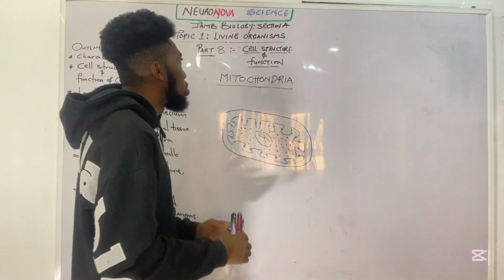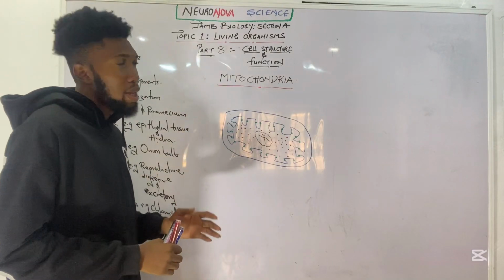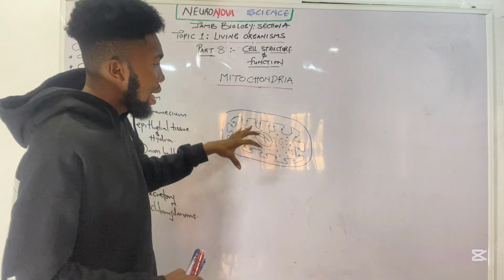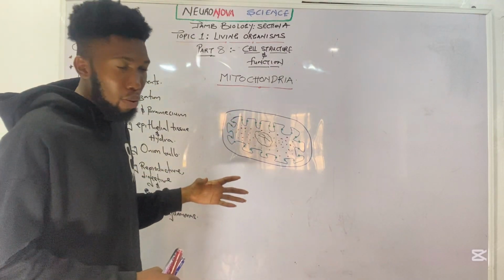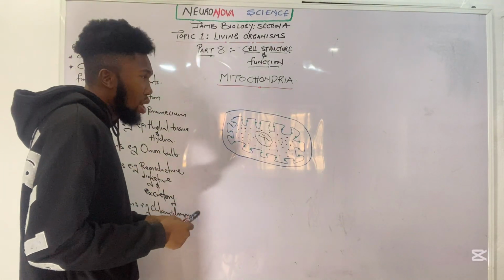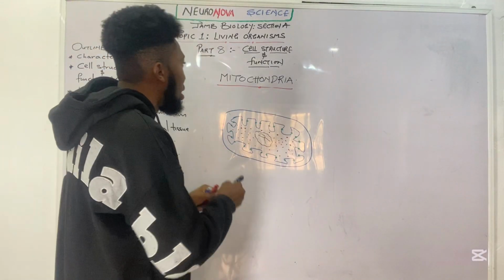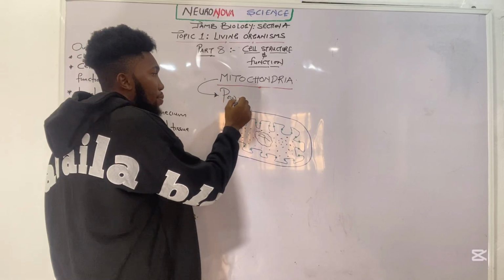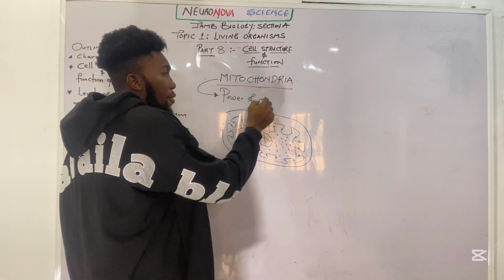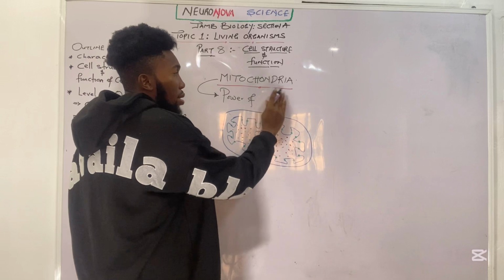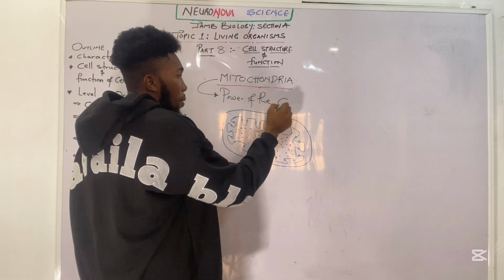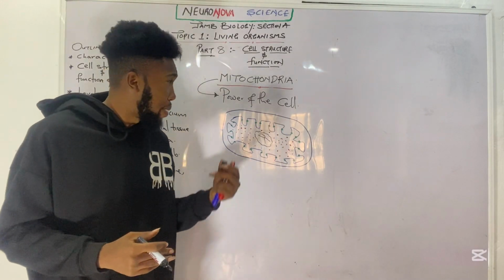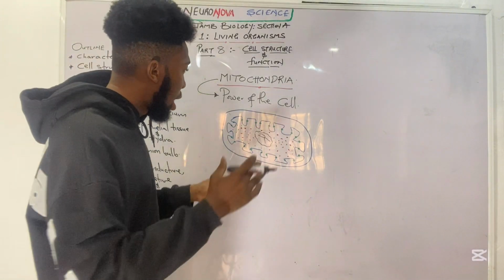And now we are going to be talking about mitochondria as a cell structure and also explore its function. On the board here is a diagram that represents the mitochondria. First thing I want you to know is that we have this common idea already that the mitochondria serves as the powerhouse of the cell, right? It's the powerhouse of the cell because it is the part of the cell that generates energy and all those things.